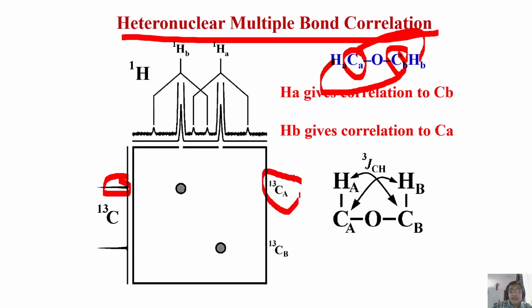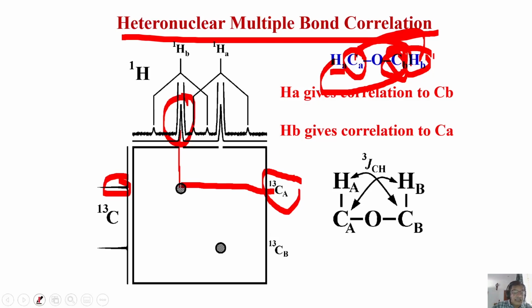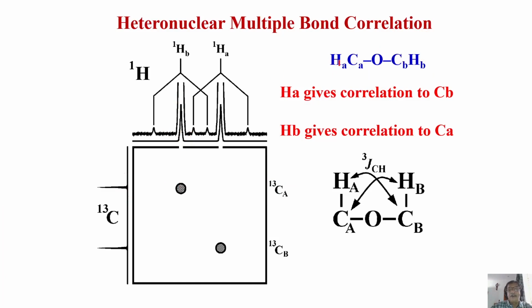So this carbon A gives a peak at proton B position. You see, this carbon A, come horizontally, go vertically up, you see proton B. This is carbon A. It is attached to this proton, but it is giving correlation to this proton. That is called long range correlation. This is multiple bond, 1, 2, 3 bonds away. This carbon is giving correlation to a proton which is 3 bonds away. Similarly, CB is giving correlation to this proton, 1 to 3 bonds away.